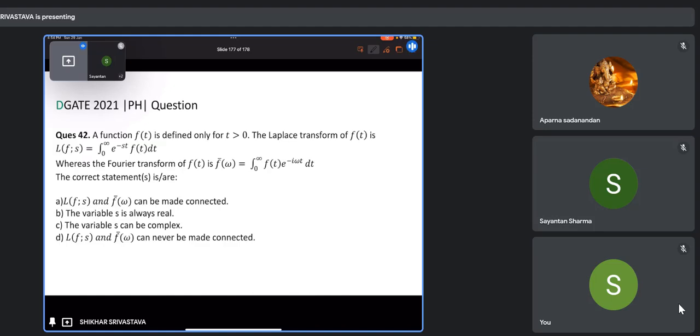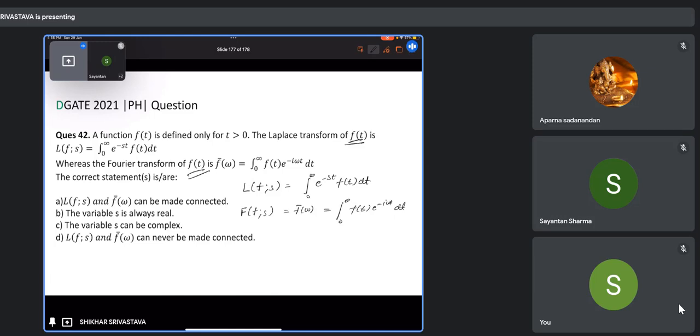Now, okay, the last question for the day, it came in 2021. This is a question which we try to teach in the starting of Laplace transform. They have given that the Laplace transform of some function f of t is defined as integral from 0 to infinity of exponential minus st f of t dt. And the Fourier transform of the same function is given by F of omega, integral of f of t exponential minus j omega t dt. We know this.